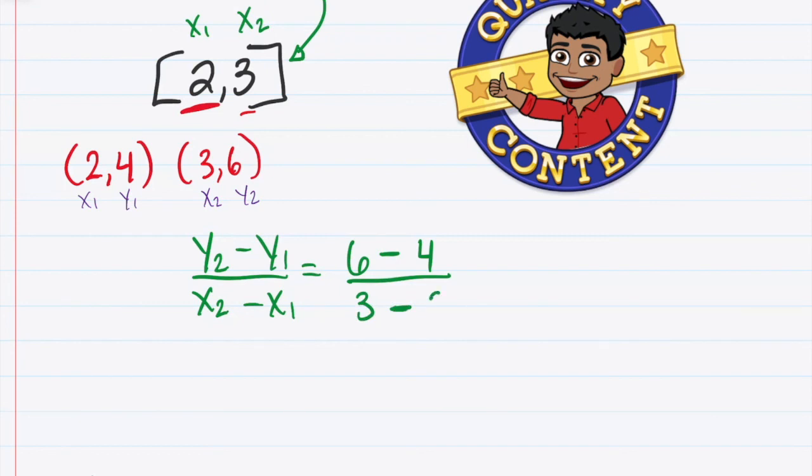6 minus 4 is 2. 3 minus 2 is 1. So my slope between those two intervals is just 2. And that's basically how you do the average rate of change.